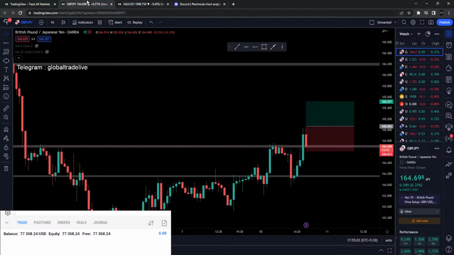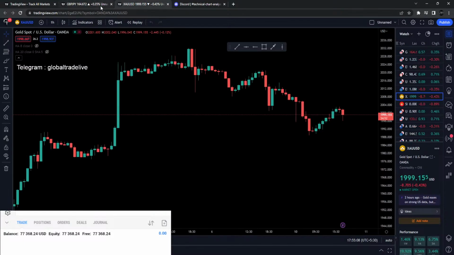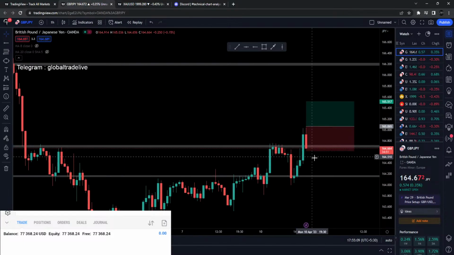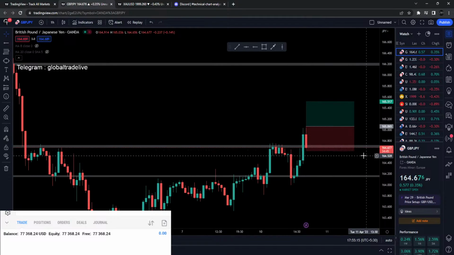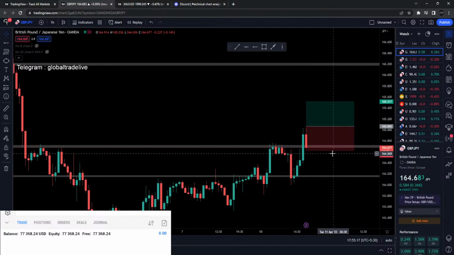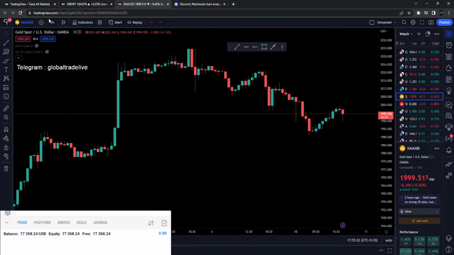So let's talk about gold now. There is an update on GBP: the 30-minute candle is about to close in 4 minutes. It will be really interesting to see where the 30-minute candle will be closing. So let's talk about the gold over here.